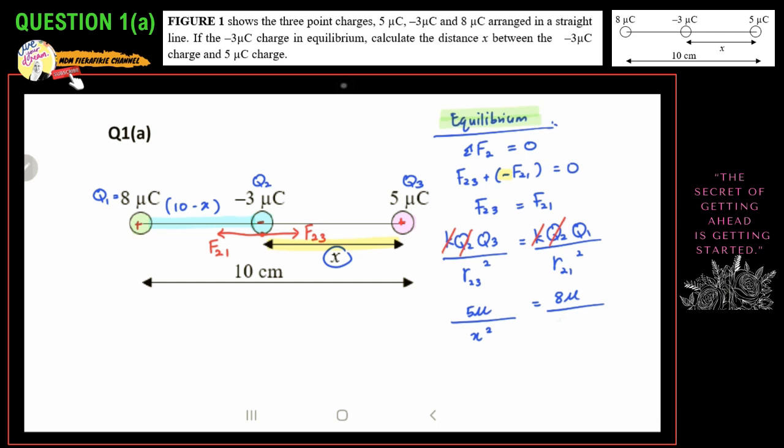Okay, so dia akan jadi 10 minus X. Tengok betul-betul. Okay, jangan hafal selalu minus je, kadang-kadang dia 10 plus X. Tengok kedudukan pada mana kita nak kira tu.